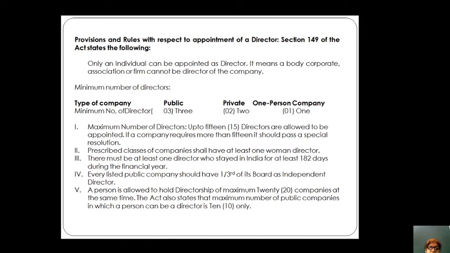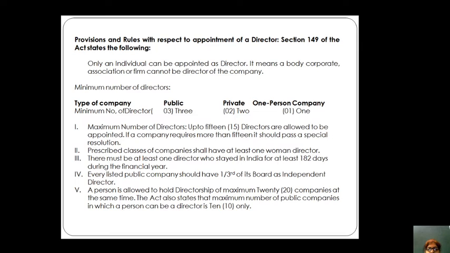Now every listed public company should have 1/3 of its board as independent directors. Correct? Every listed public company should have 1/3 of its board as independent directors. For example, there are 20 members in the board of directors. Out of this 20, 1/3 will be calculated, and accordingly the directors will be appointed. So it is as per the rules and regulations of the company.